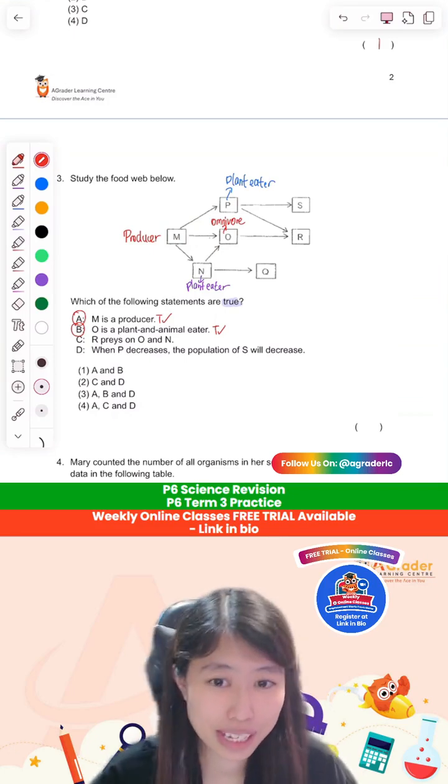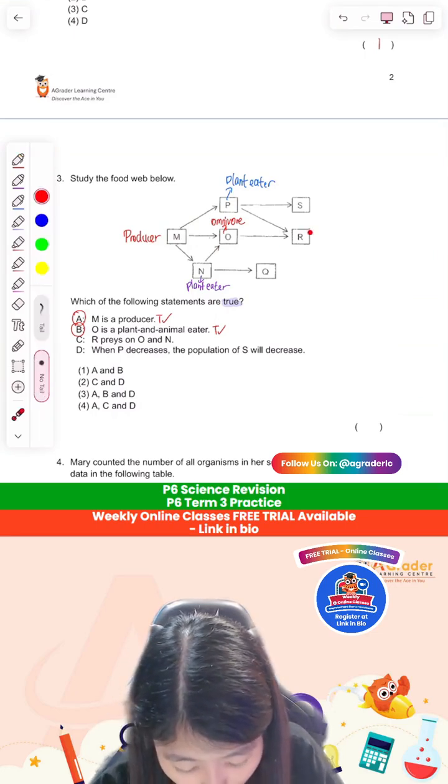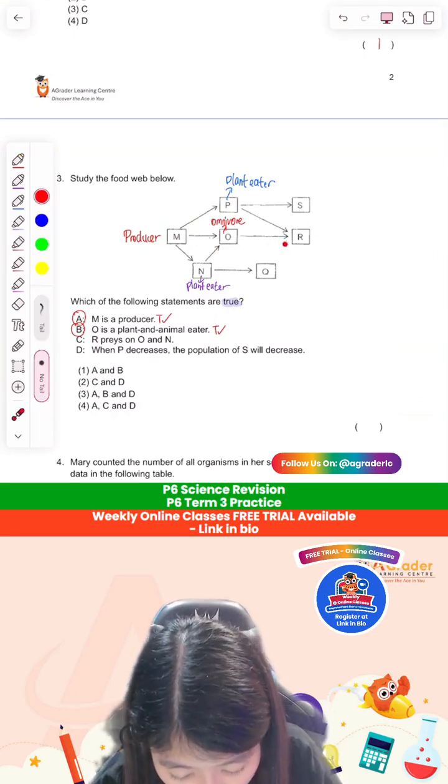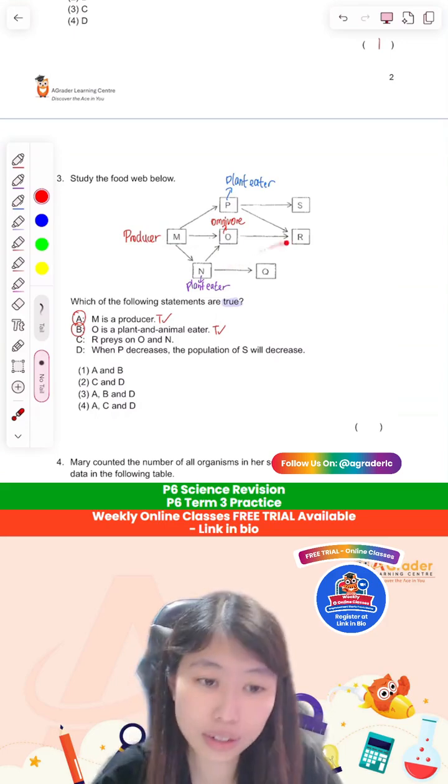All right, now what about C? C says that R, let's check, okay? R preys on O and N. Is this correct or wrong?